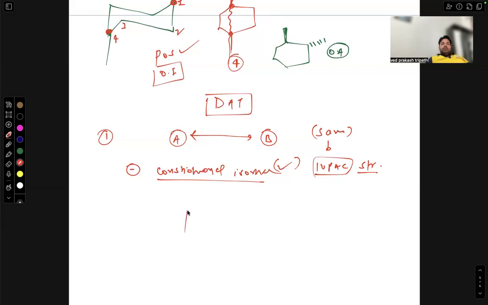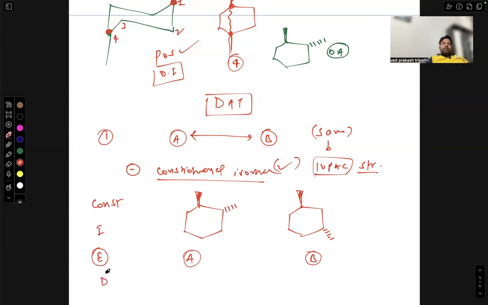For example, look at this compound. What is the nature of A and B? What kind of isomer is this? Constitutional, identical, enantiomer, diastereomer. Tell me.